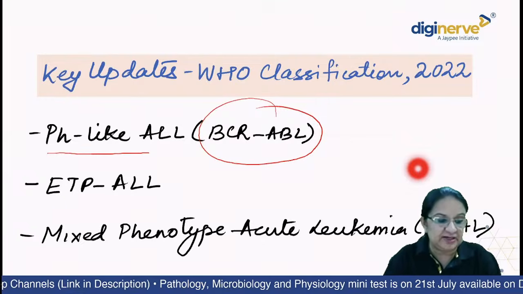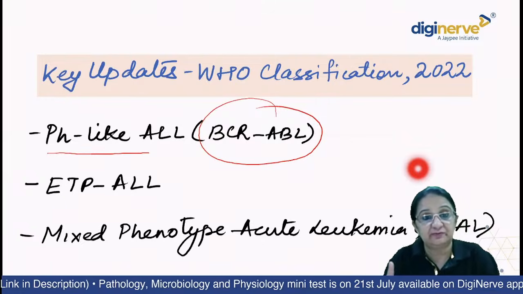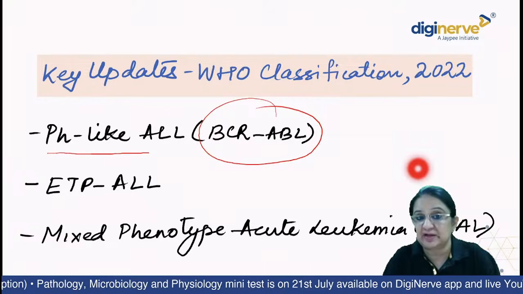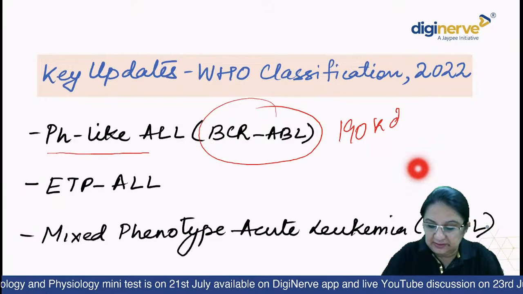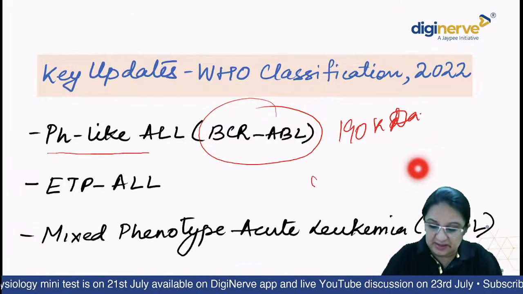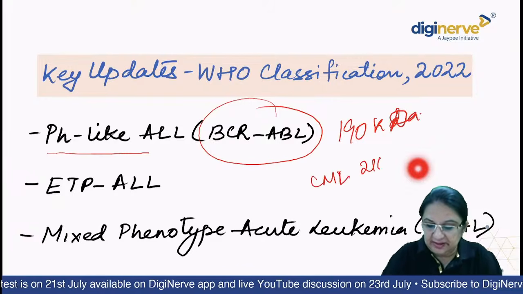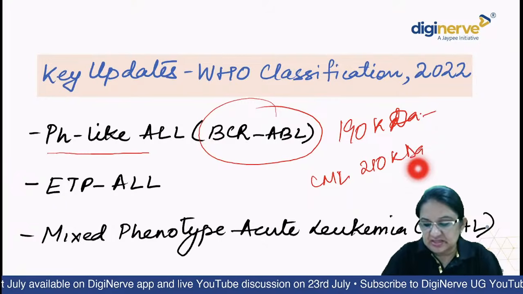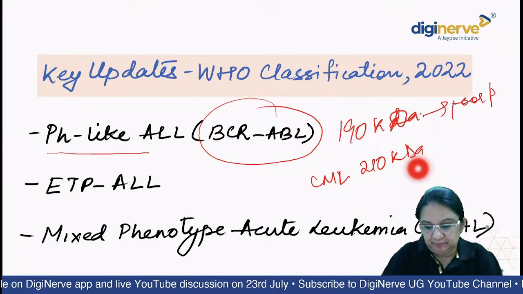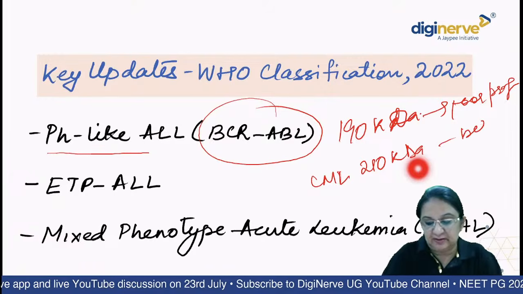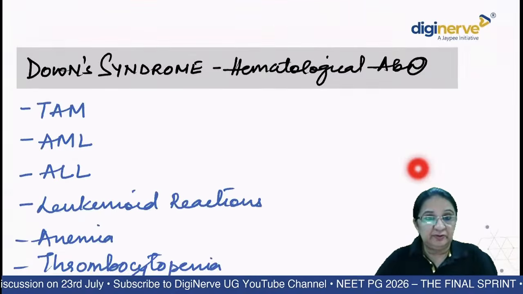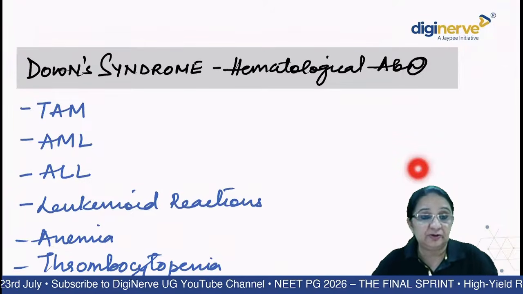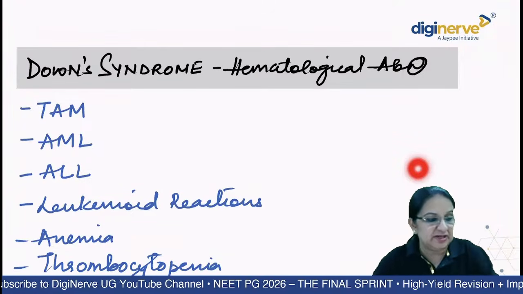But please note that this BCR-ABL is different from the one which we will study in CML. Here the molecular weight is 190 kilodalton, and in CML, it is 210 kilodalton. This has a poor prognosis. This has a better prognosis. Okay, right? So, coming to Down syndrome, what are the hematological abnormalities that you see in Down syndrome?